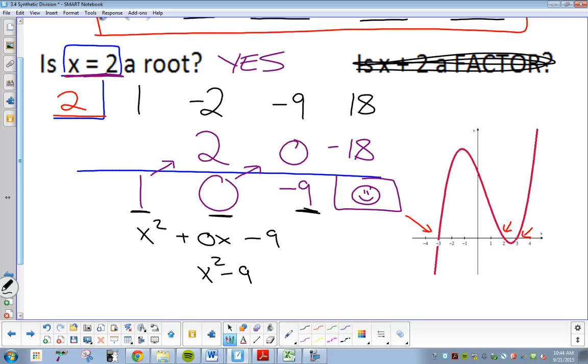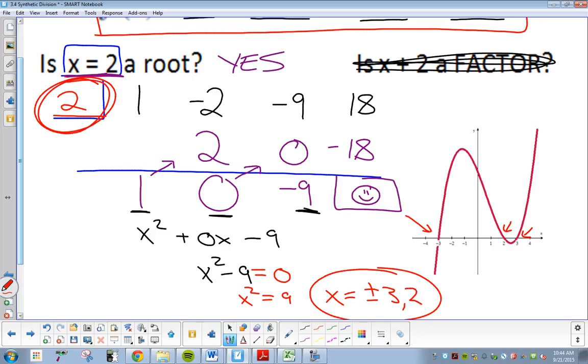X squared minus 9. What do I do to solve it? Equals 0. X squared is 9. So x equals what? Plus and minus 3. Oh, yeah. And that answer we already found, 2. Those are our three answers to this problem. 3, negative 3, and 2.